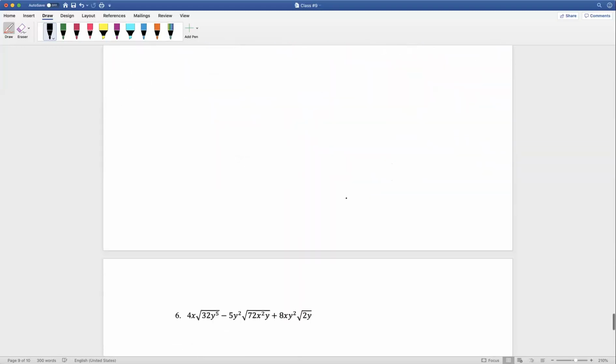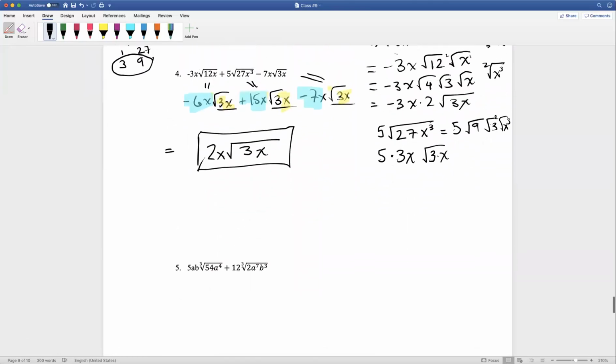Okay, 2 more examples? Yeah, 2 more examples.